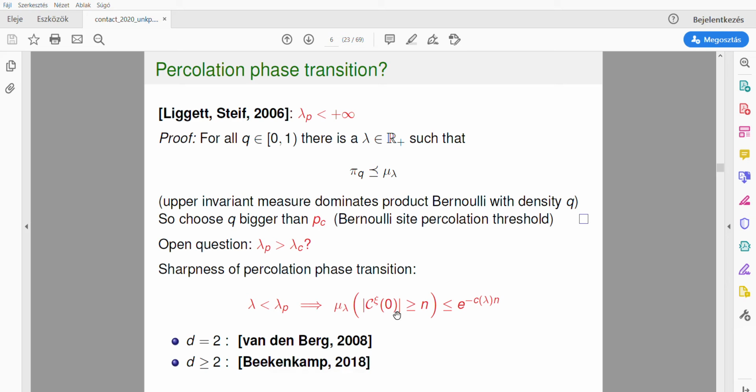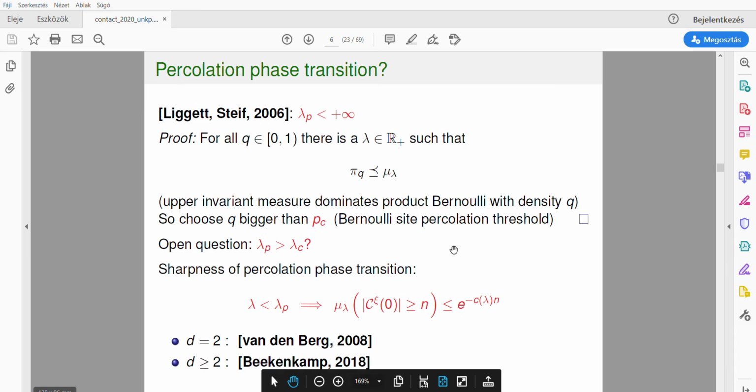However, let me point out the potential absurdity of these results, because if this open question is answered in the negative, so if it turns out that lambda p is equal to lambda c, then the results become a triviality, because for any lambda less than lambda c, we talk about the empty configuration, and of course then the connected component of any vertex has size 0. So this is strange, but this also shows that people strongly conjecture that these two critical thresholds are not equal.